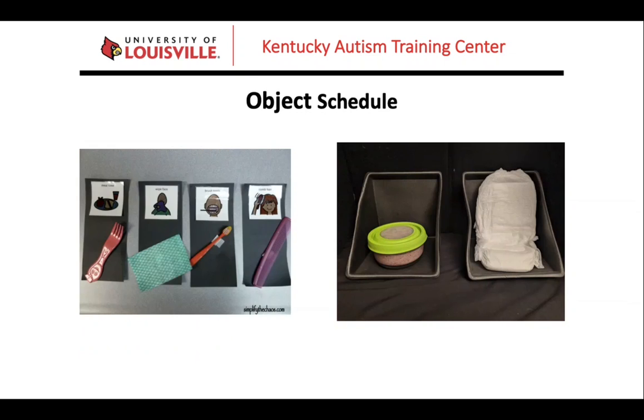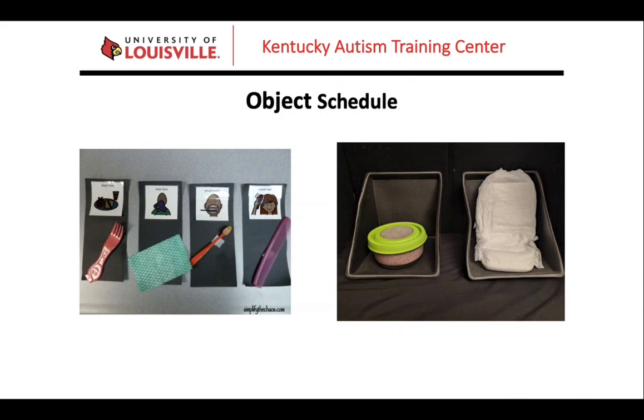Some individuals need object schedules. So we've shown you digital schedules, written schedules, visual schedules that are just using pictures, and this one is actually objects. Some individuals need to know what specific items are associated with different times. So the example on the left has a fork for mealtime, a cloth for wiping face, a toothbrush for brushing teeth, and a comb for combing hair.